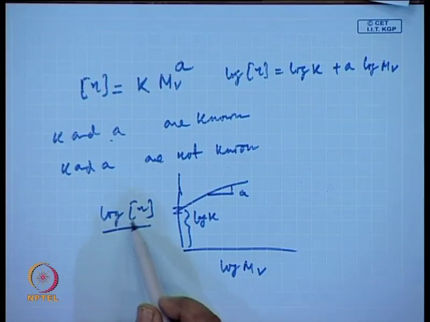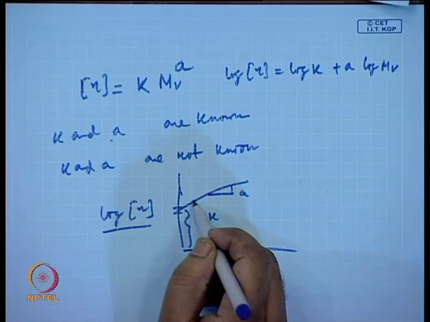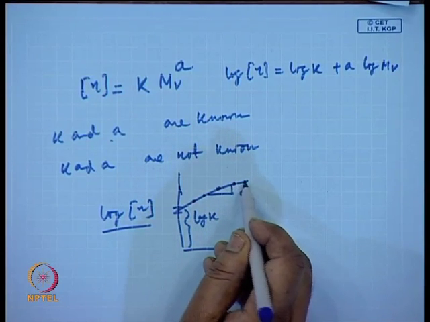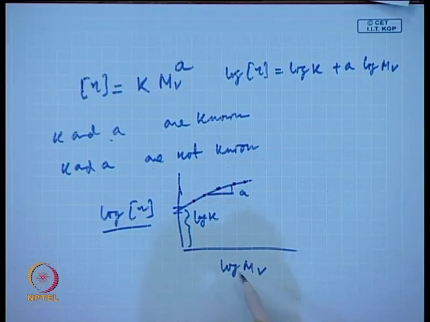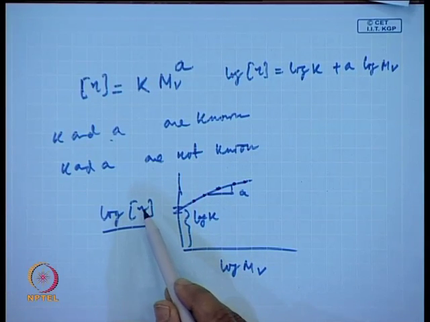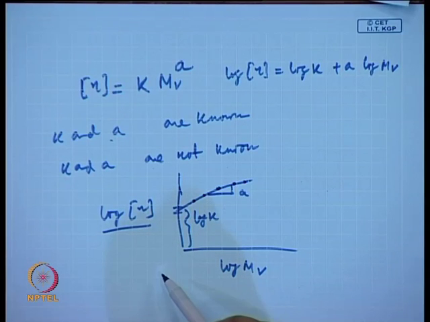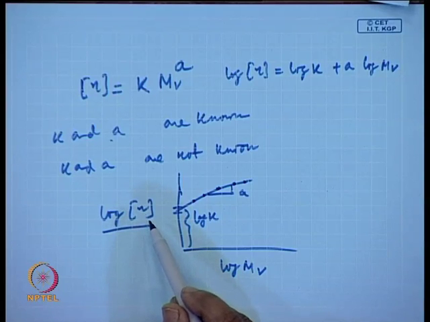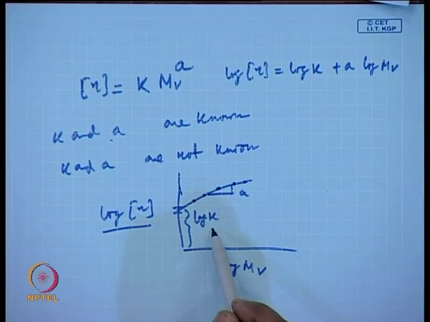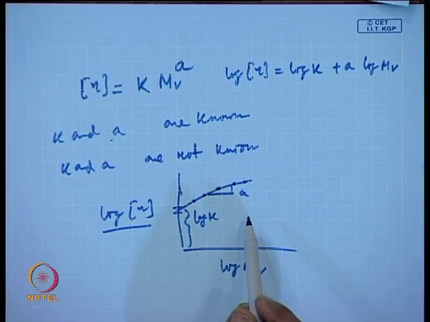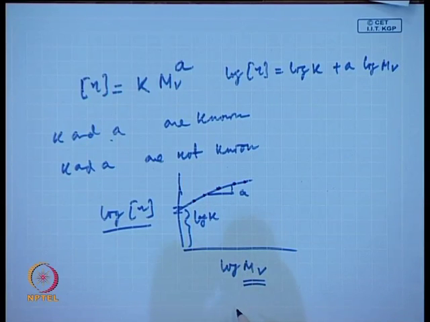You need to plot log of intrinsic viscosity against many known molecular weights. You do the experiment: take 5 to 10 samples, make dilute solutions from them, determine the intrinsic viscosity, and plot this to get log K and a. Now, the question is, you need to plot log M_v, and that is what you need to determine.